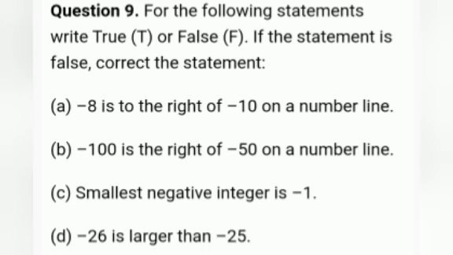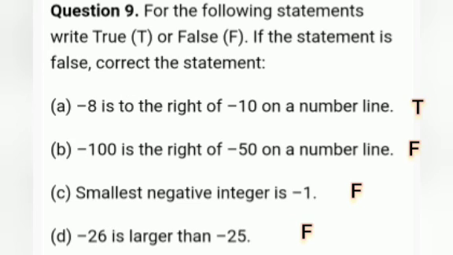Next question, true and false. -8 is to the right of -10. Check which of 8 and 10 is bigger. 10 is bigger than 8, so -8 is bigger than -10. So -8 is towards the right on the number line. That is true. -100 is towards the right of -50 on the number line. Which is greater, 100 or 50? 100 is greater, so -100 is less than -50. So false. The smallest integer is -1. False. We do not have a smallest integer. -26 is larger than -25. False.